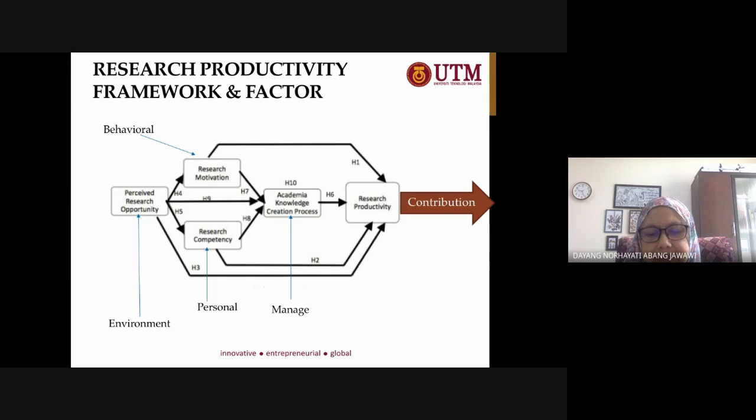And then academic knowledge creation process, meaning that we need to manage the knowledge, manage the process in order to make sure that we are productive in research. Okay, we need to somehow manage. And then when we productive, we can make contribution.